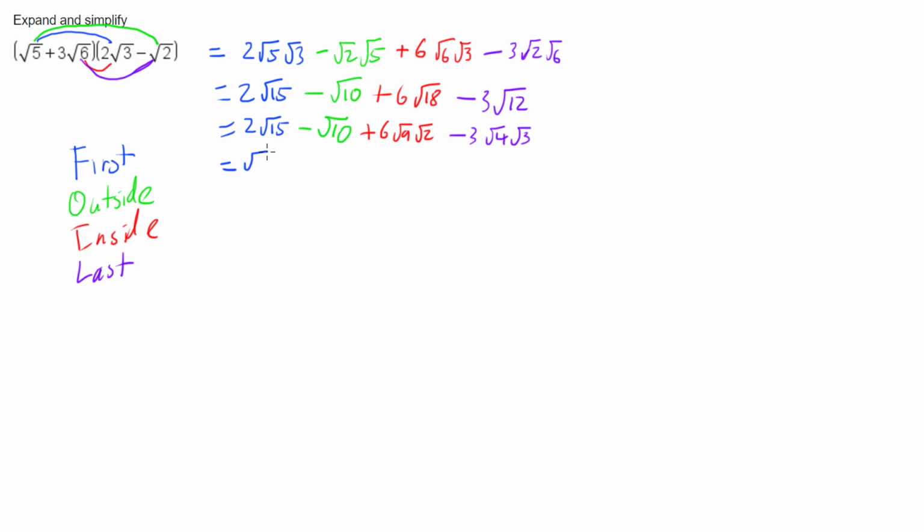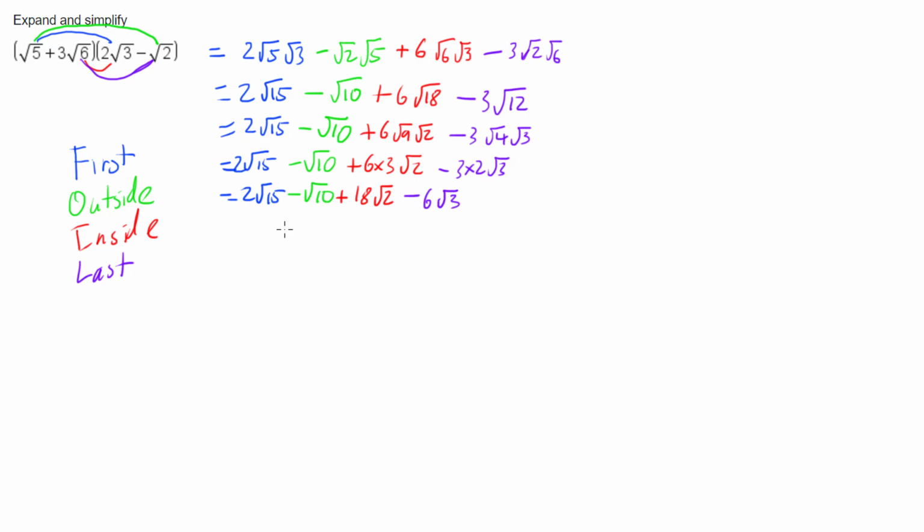Then looking at these first two terms, I couldn't simplify, so I don't touch those. But this one, I can now take the square root of 9, which is 3, so I have 6 times 3 root 2. And I can take the square root of 4, giving me 3 times 2 root 3, because square root of 4 is 2, square root of 9 is 3. Again, I can't do anything to my first two terms, so I'm just going to write those back out again. Finishing off these multiplications, 6 times 3 is 18, root 2. And then minus 3 times 2 is 6, and my root 3.